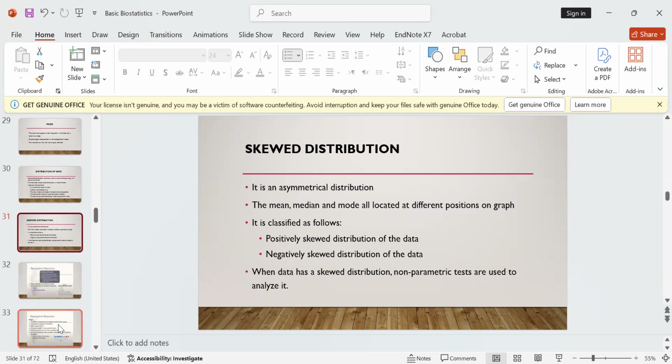The second type in which the data is distributed is the skewed distribution. It is an asymmetrical distribution. The mean, median, and mode are all located at different positions on the graph. It is classified as a positively skewed distribution of data and a negatively skewed distribution of the data. When the data has a skewed distribution, non-parametric tests are used to analyze it.